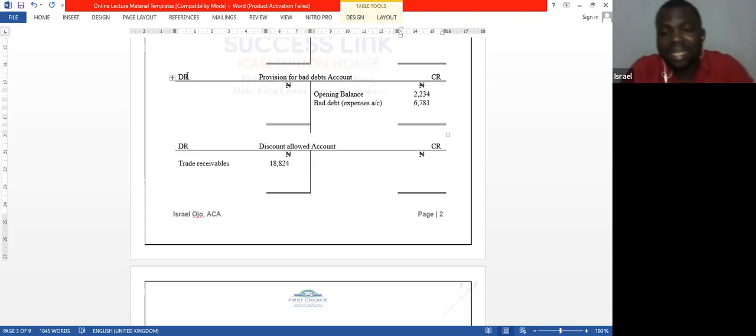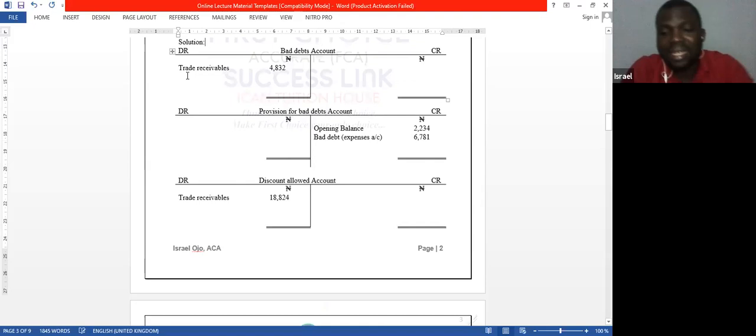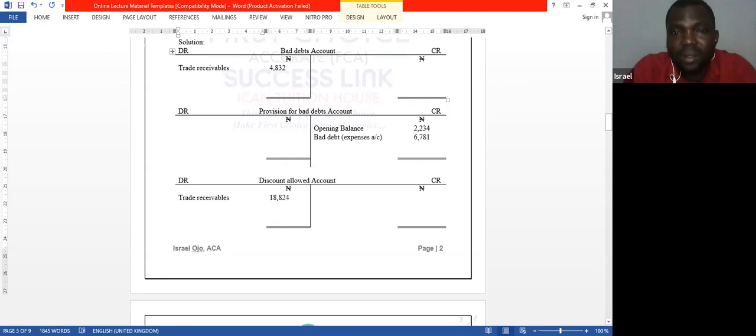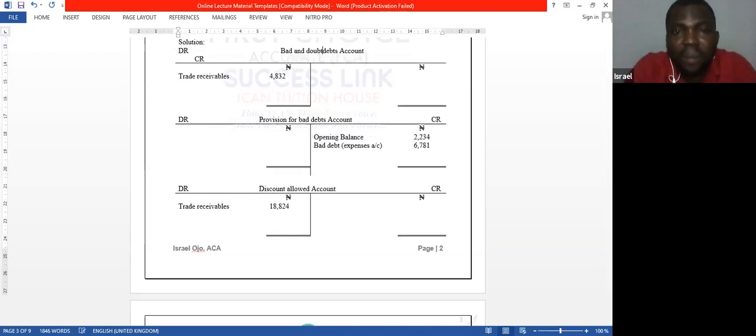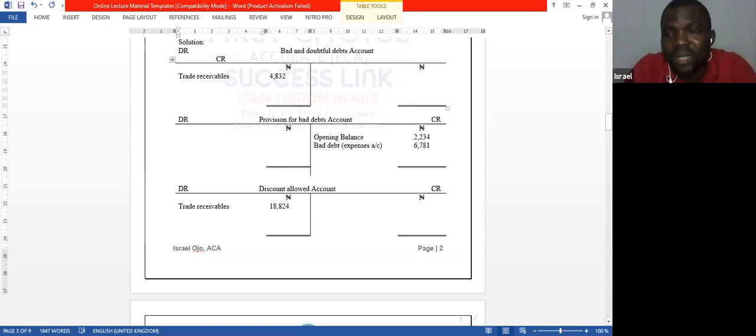The second leg will be found in our bad debt. So let's call this bad and doubtful debt account. So it will be found under our bad and doubtful debt account. We have this to do a provision of bad debt, and that will be 6,081. Now we are done with that.